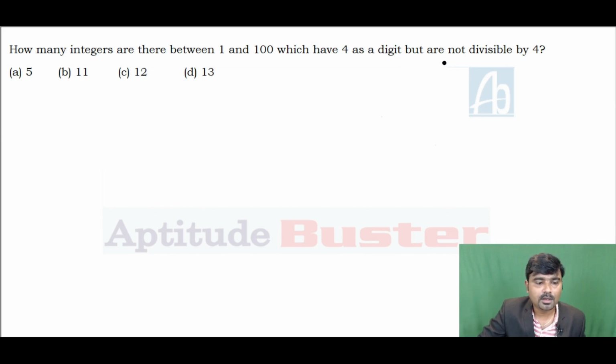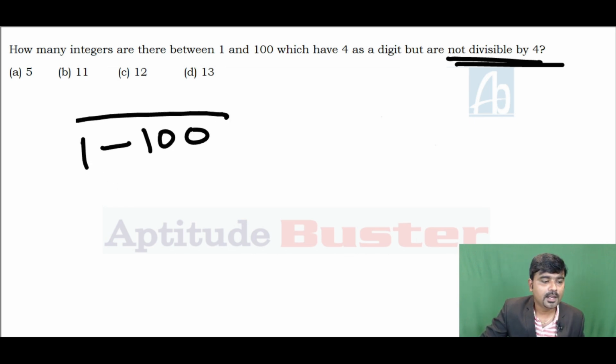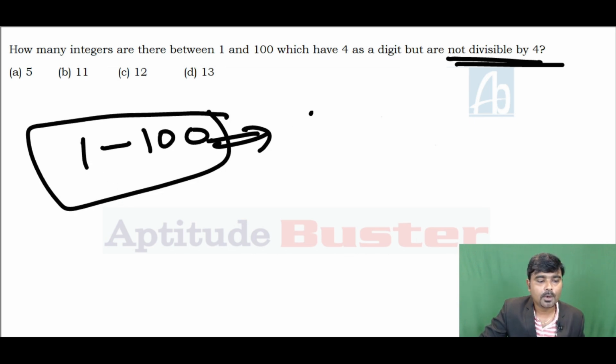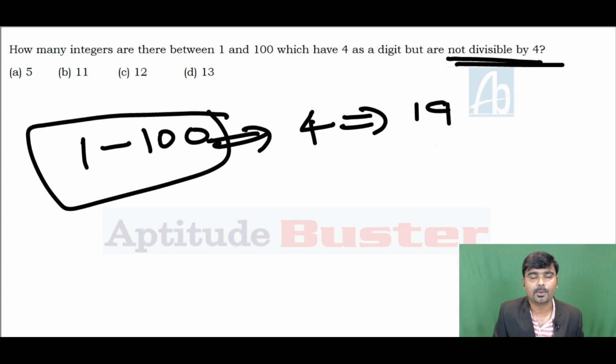divisible by 4? Not divisible by 4. Do one thing. It's the simplest question. 1 to 100, how many numbers will have 4 as a digit? It's a very simple one. Totally 90 numbers are there. One of the digits is 4. Totally 90 numbers are there. From 1 to 100, at least one of the digits is 4.